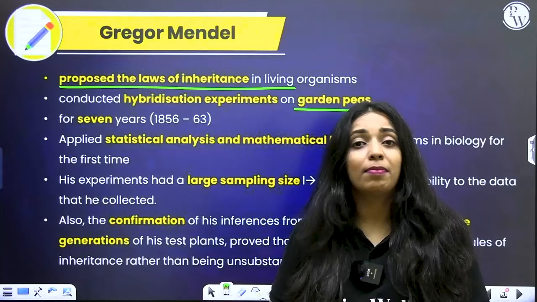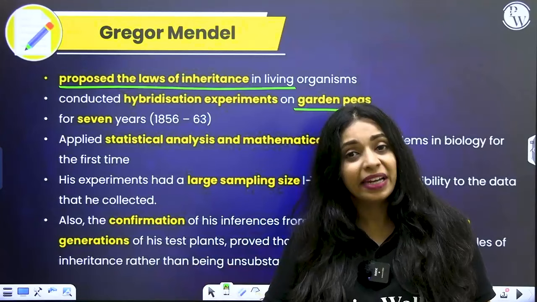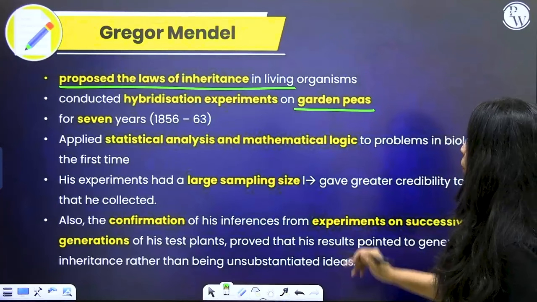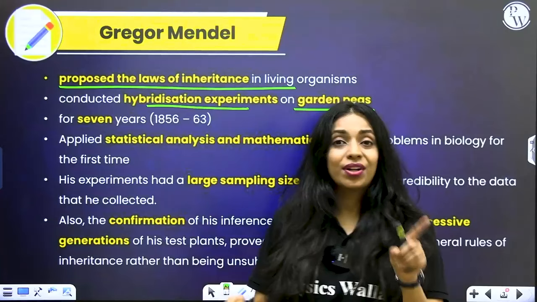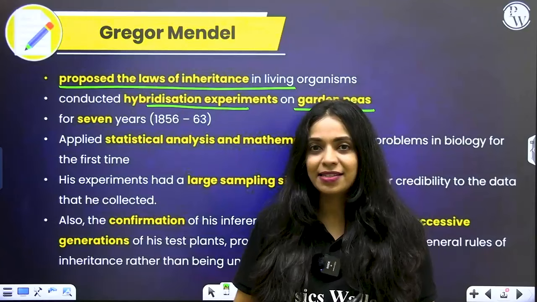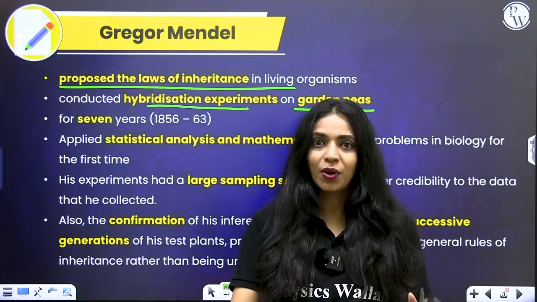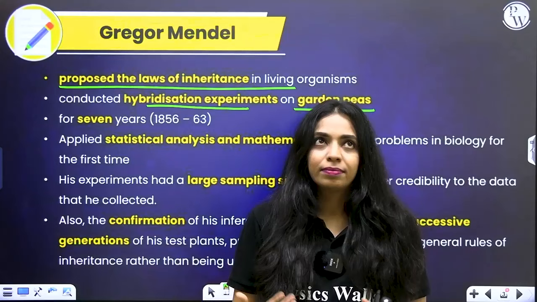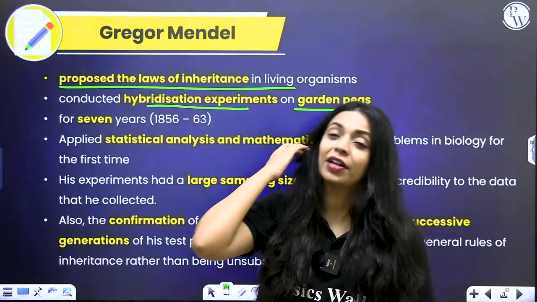Later, much later, after his work got published, after he passed away, his work was rediscovered and we call them the laws of inheritance now. Okay, so he worked on garden pea plants and he conducted hybridization experiments, I told you. What is a hybridization experiment? You've learned about it in sexual reproduction in flowering plants. Artificial hybridization, where you choose plants that have specific traits of your choice and then you artificially pollinate them so that you hope to get the desired combination of characters from that cross. Okay, so that is what he tried to perform by making use of pea plants.